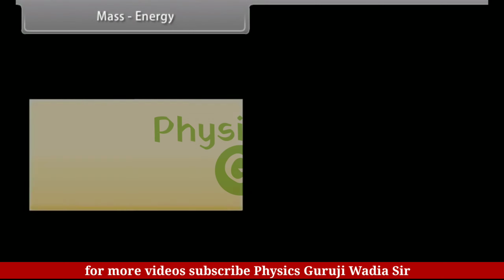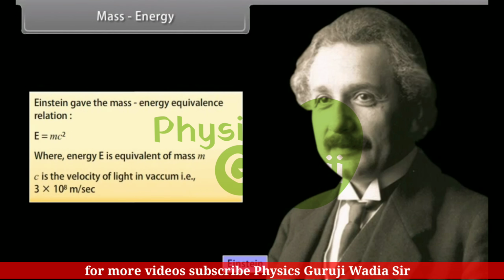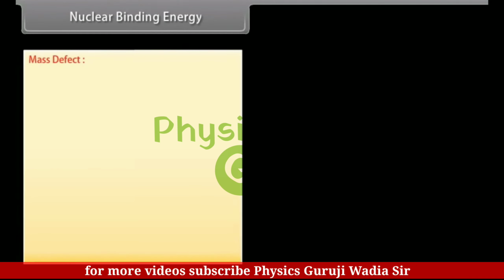Mass energy. Einstein gave the mass-energy equivalence relation. E is equal to mc square, where energy E is equivalent of mass m. C is the velocity of light in vacuum, that is 3 into 10 raised to the power 8 meter per second. Nuclear binding energy. Mass defect.